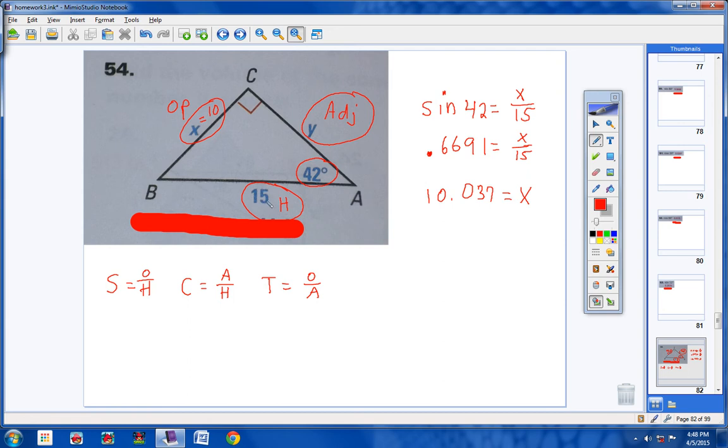So my advice to you is to use adjacent and hypotenuse, and that would be cosine. So cosine of what angle? 42 degrees equals adjacent over hypotenuse. Okay? Now, go ahead and take the cosine of 42 degrees, and you will get 0.7431.